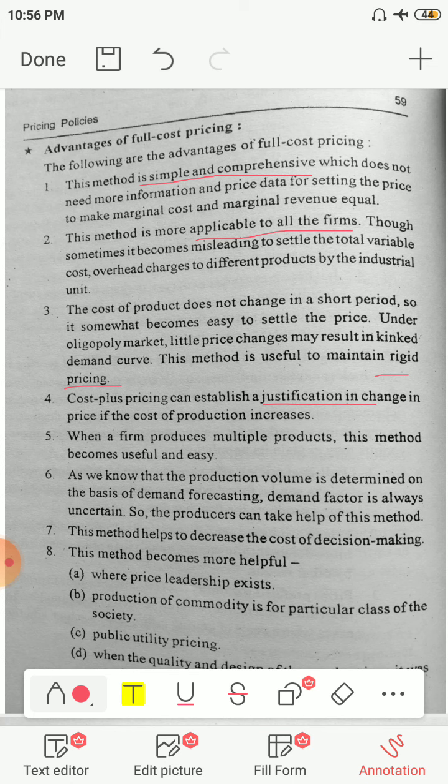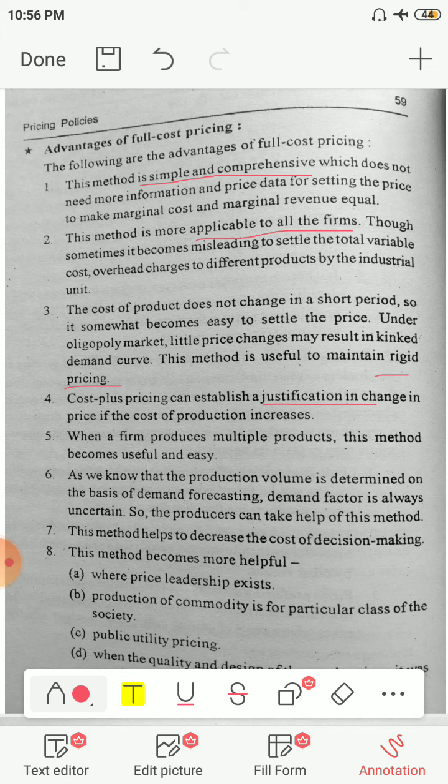Then the next advantage is that when a firm produces multiple products, this method becomes useful and easy. Take an example of a firm which produces 25 products together. Now if they try to set the price on the basis of different methods, and one of the methods is researching the market, analyzing competitors, and then deciding price, researching the demand scenario and the supply flow, and after that reaching a price, this process becomes too lengthy and costly. Now if you do this 25 times for 25 products, then definitely it will take too much time and it would be a costlier affair.